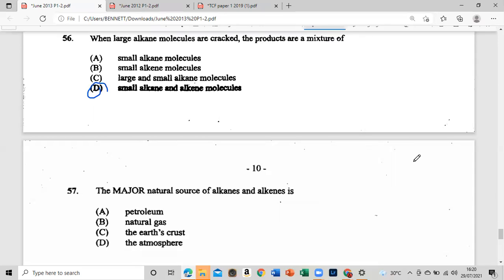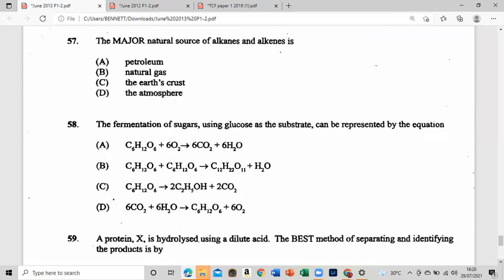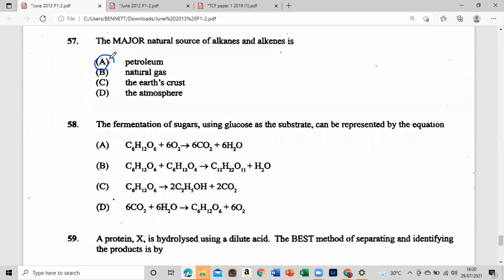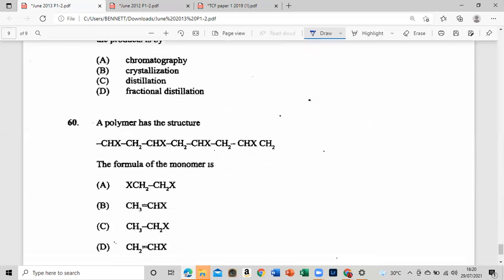Let's go. Let me just scroll up so you guys can see everything. All right, so you cannot see everything, but nevertheless, you can see 57. The major natural source of alkanes and alkenes is it A, petroleum, B, natural gas, C, the Earth's crust, or is it D, the atmosphere? 57 is Trinidad and Tobago, big up yourself, petroleum. So 57 is A.